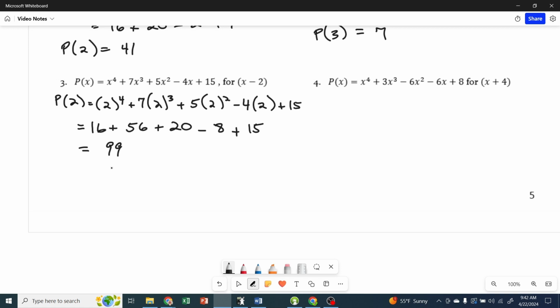Now we could take a look at this and say, okay, is that actually what it would be? Well, we could plug this into synthetic division and see what we get. So let's do that really quick, just to prove our point. So this is 2, and we're going 4, 3, 2, 1, 0 here. So here's 1, and then 7, 5, negative 4, and then 15. And let's see what we get.